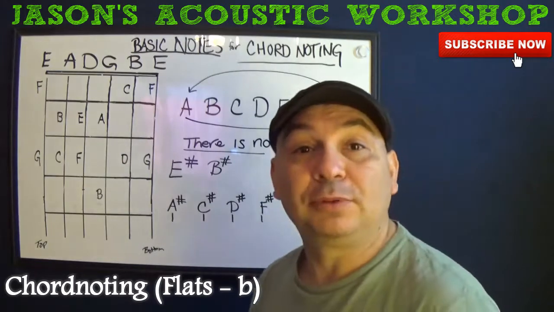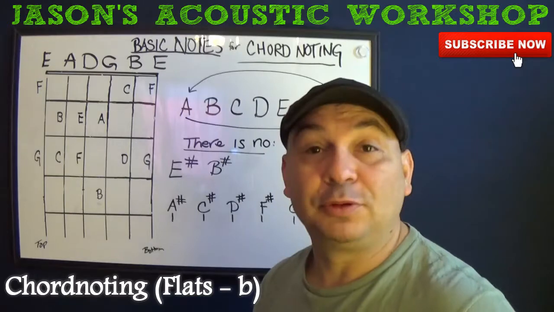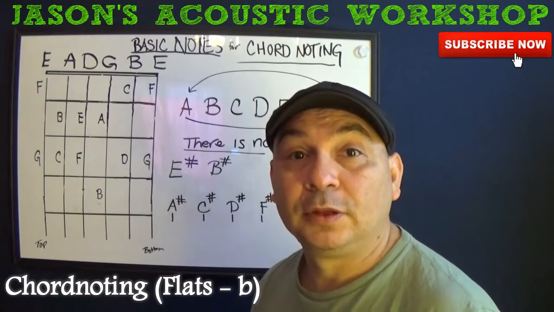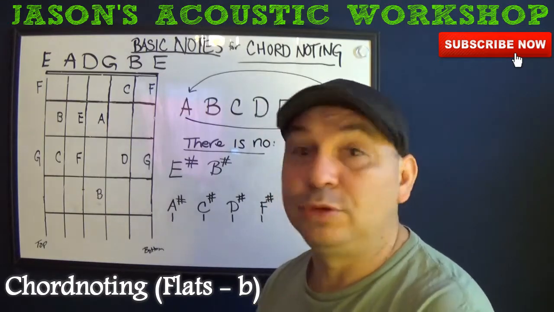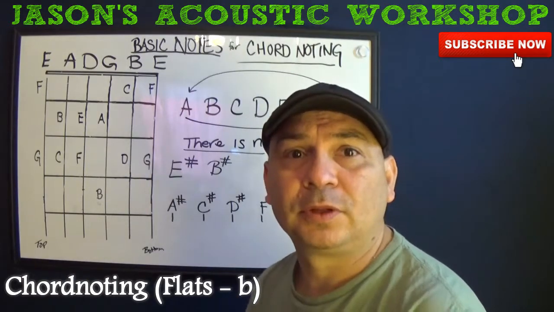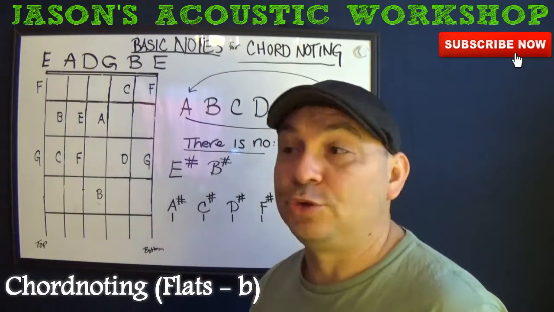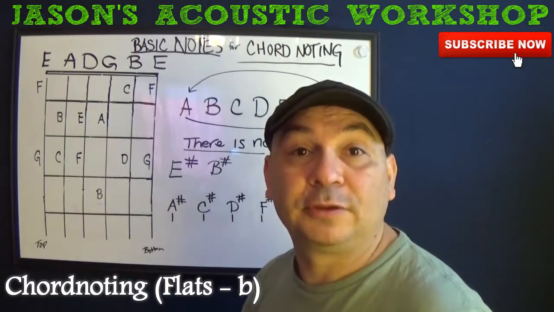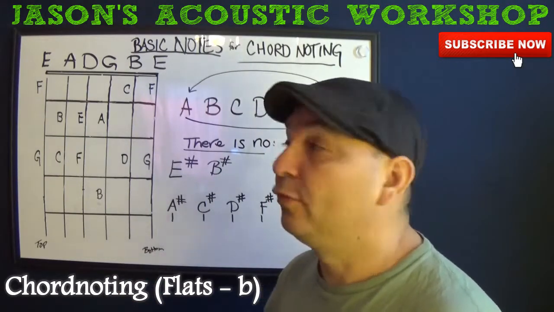Now some people are comfortable using flats, and some people are more comfortable using sharps. When you're looking at a piece of music, it's basically at the discretion of whoever is writing down the music and the chords and everything else. They might say use G sharp. Well, G sharp is what? A flat. So you have to learn both. If you're writing a piece of music, you use the notes that you think are more comfortable for you.